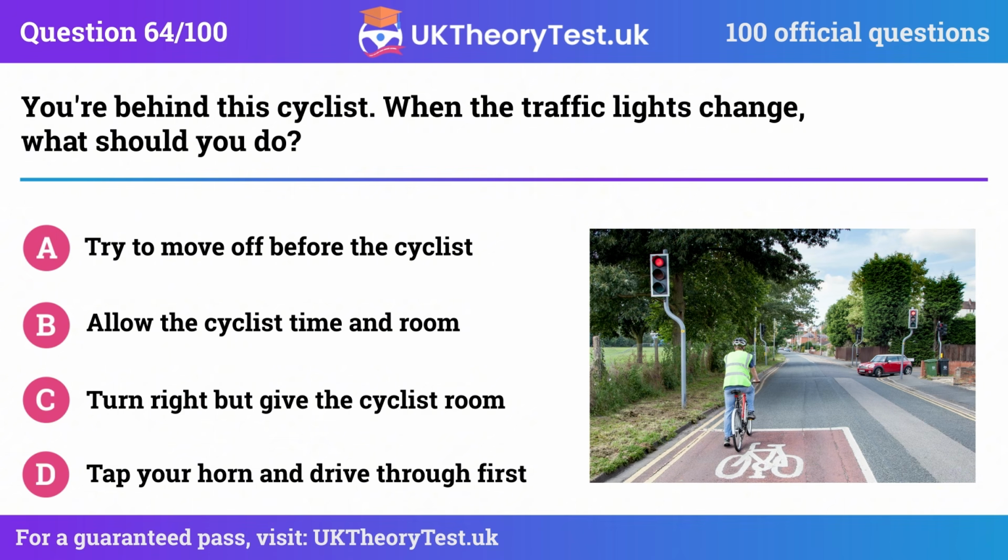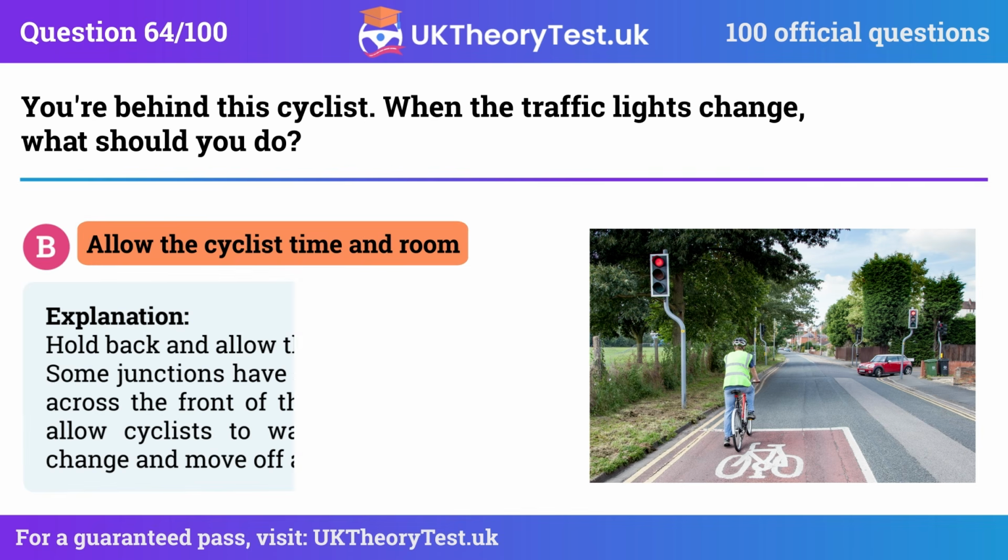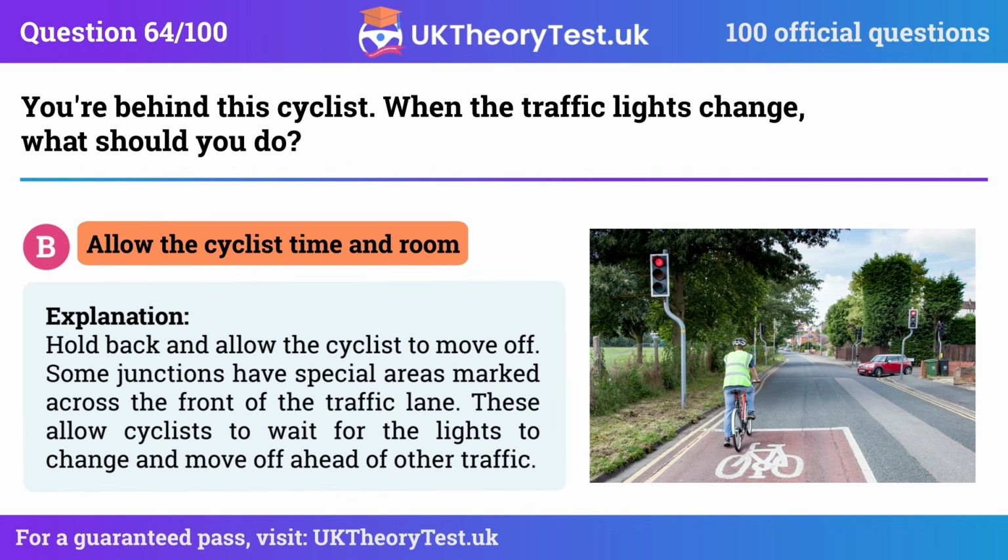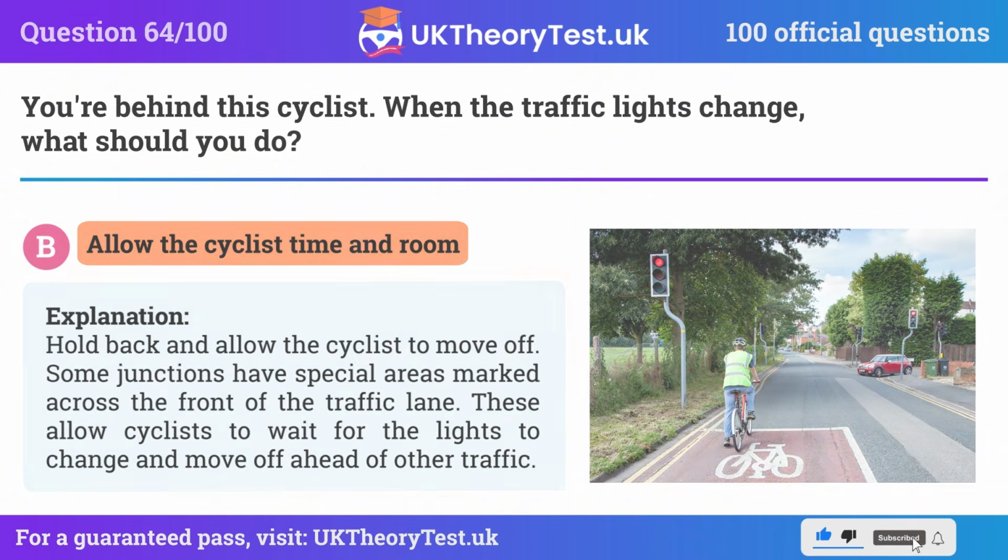The correct answer is B. Allow the cyclist time and room. Explanation: hold back and allow the cyclist to move off. Some junctions have special areas marked across the front of the traffic lane. These allow cyclists to wait for the lights to change and move off ahead of other traffic.